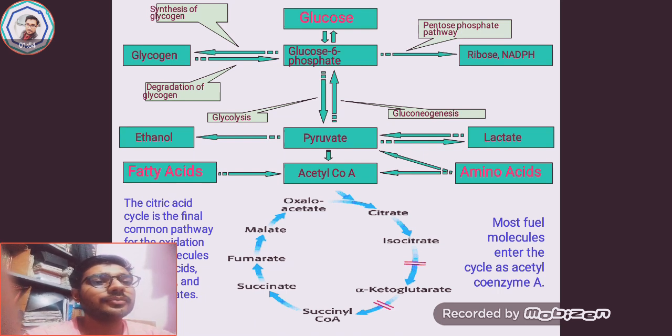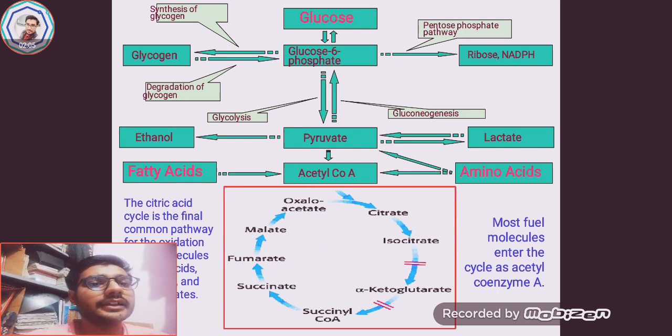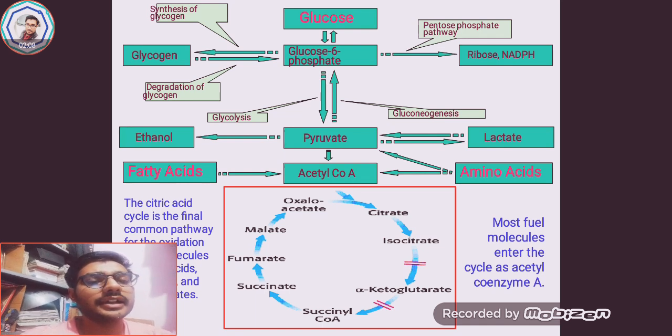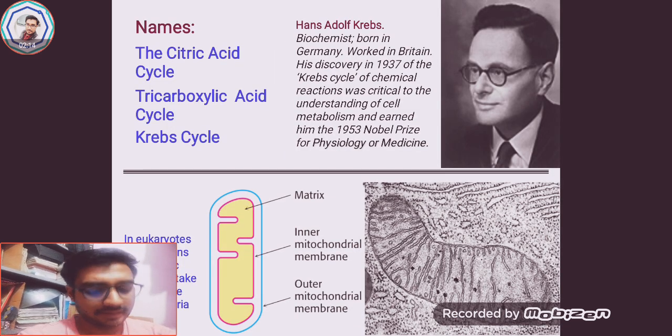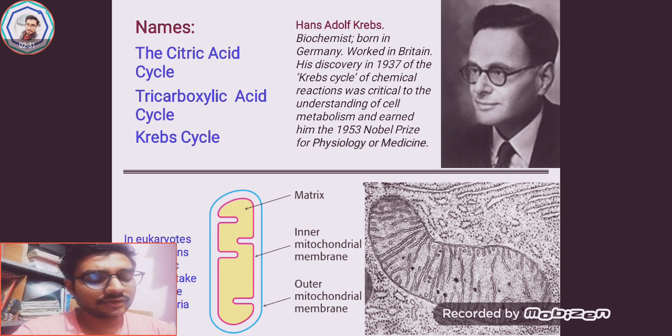Friends, the fuel molecules enter the cycle as acetyl coenzyme A. So this cycle in the red box is basically the Kreb cycle. This cycle was discovered by Hans Adolf Kreb in 1937 and he got the Nobel Prize in 1953 for physiology. The site of occurrence of this cycle is inside mitochondria.